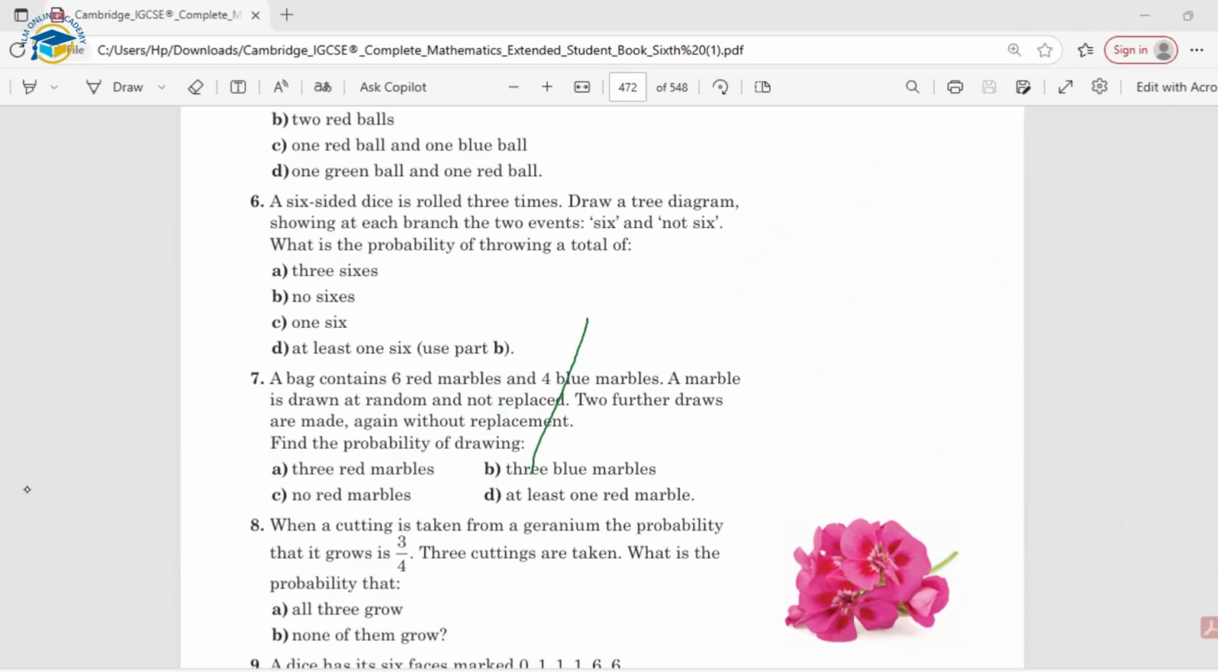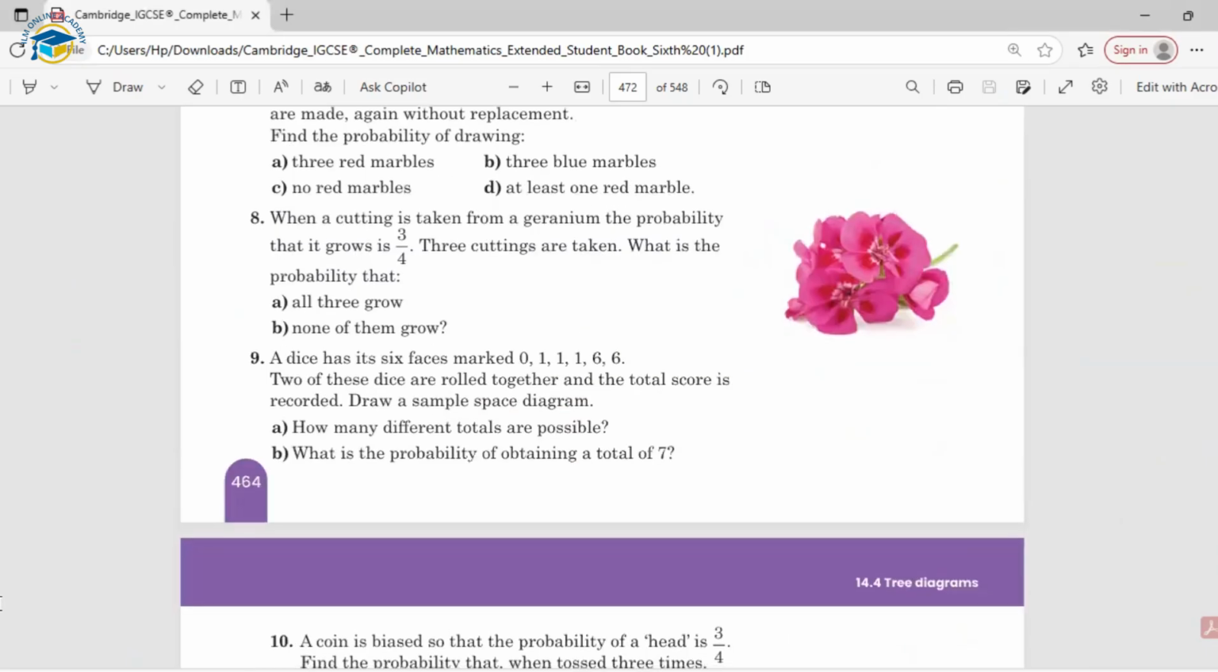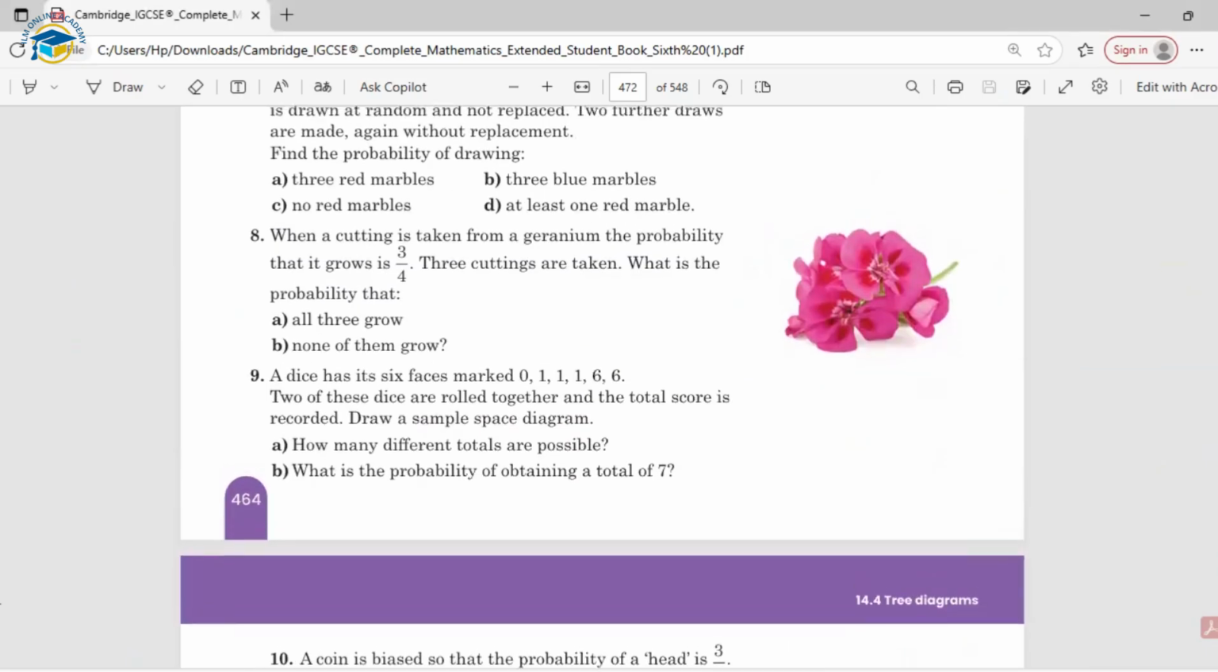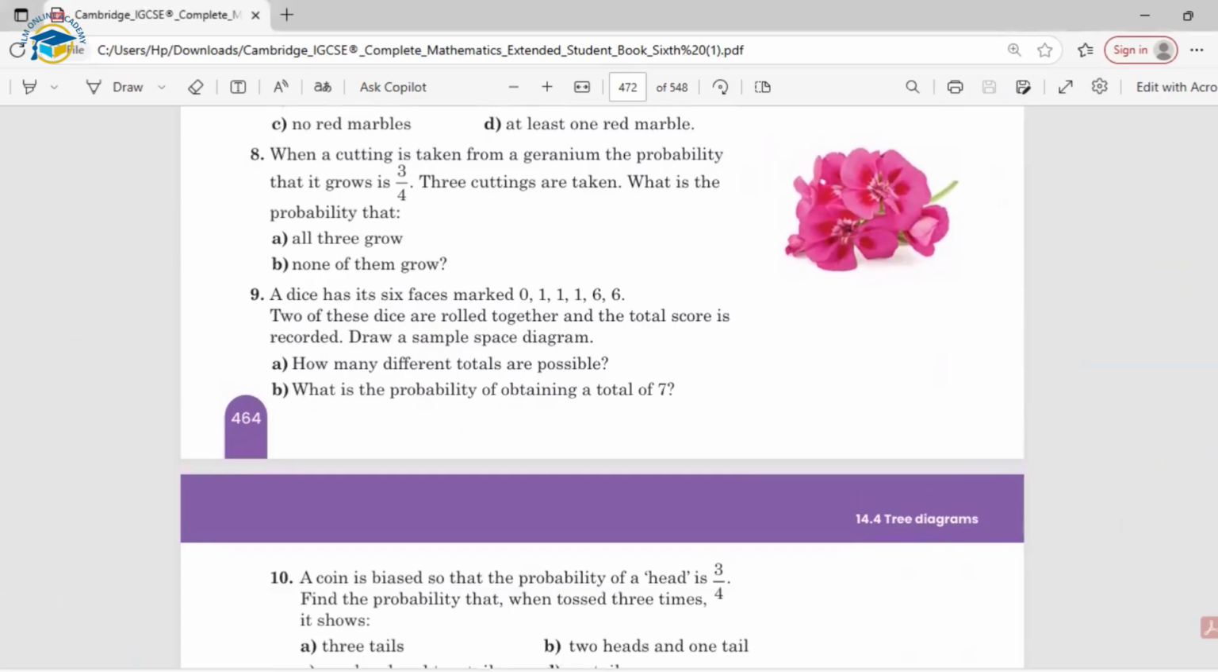Okay. Next, moving towards part number 8. In part number 8, they're saying when a cutting is taken from a geranium, the probability that it grows is 3 by 4. This is the probability of growing. 3 cuttings are taken. So what is the probability that all 3 grow? None of them grows. Just 2 probabilities we need to tell.